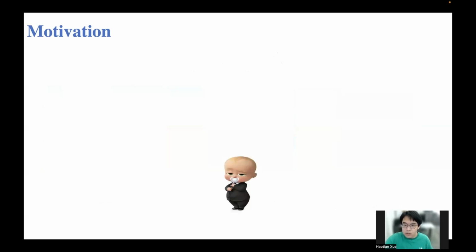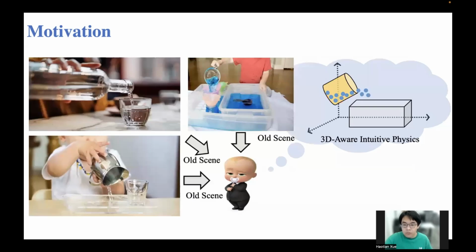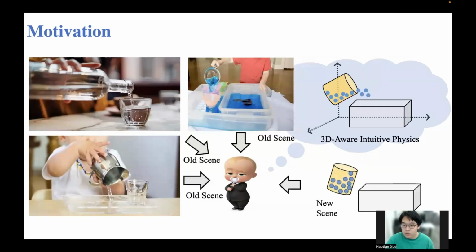As humans, we can learn from a bunch of video inputs from everyday life, which may contain complex dynamics such as fluid, object dynamics, and granular materials. And then we form an intuitive understanding of the 3D dynamics in a given scene. And we can then even generalize it to new scenes in 3D space with objects of different shapes.